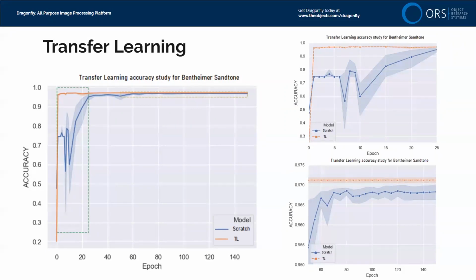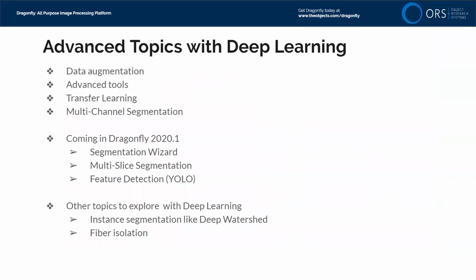There's nothing in Dragonfly that does this for you. This is just if you already have a model, you don't necessarily have to create a new model from scratch. Transfer learning can allow you just to reuse an old model and train it on the new sample.